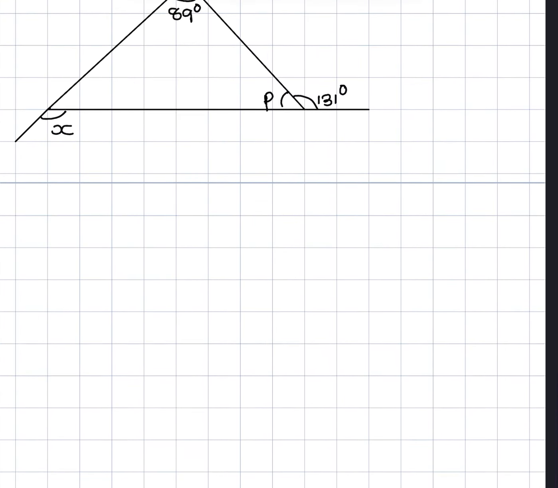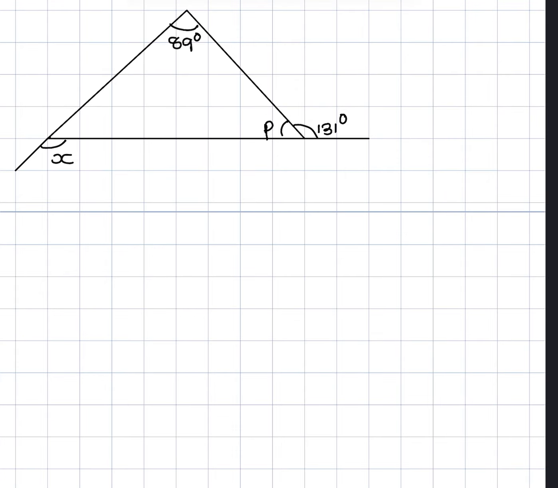Right, let's go to question number 3. In question number 3, we only have one triangle. What is different about this triangle? Let's talk about that. Yes, this triangle has exterior angles. So what do we know? We know that the sum of two interior angles is equal to the exterior opposite angle.